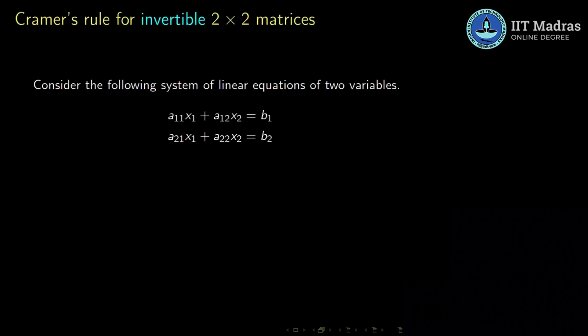Okay. So, let us study what is Cramer's rule in general. This is for when the coefficient matrix is an invertible matrix. Fine. So, what do we mean by invertible? Invertible means that the inverse exists.